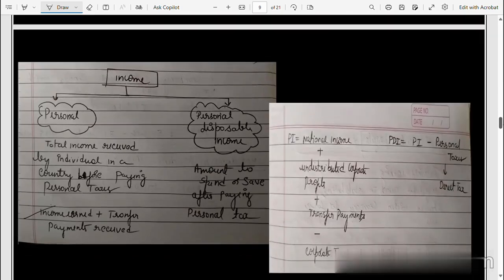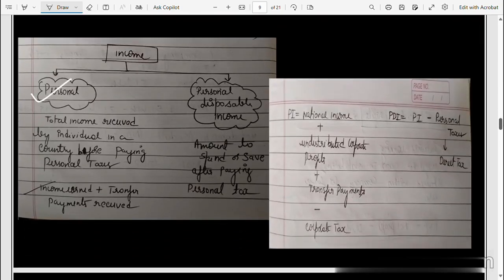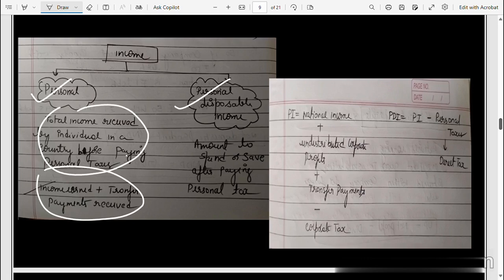Then moving on, we have two types of income, personal income and personal disposable income. What is the meaning of it? Personal income is the total income received by an individual in a country before paying personal tax. Here the personal tax has not been deducted. So this money is before deduction of tax. That is called personal income. Here it is income earned plus transfer payments received, so transfer payment is included.